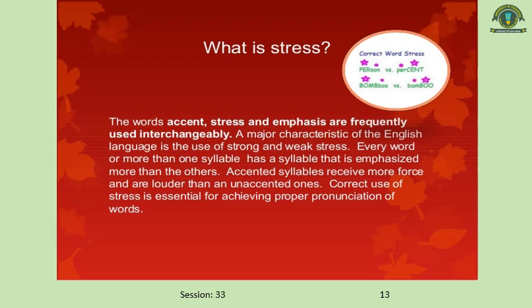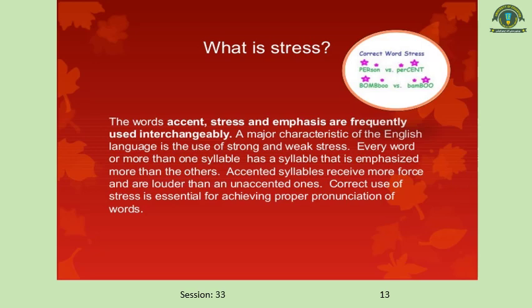Every word of more than one syllable has a syllable that is emphasized more than the others. This is what I told you, right? One syllable is always dominant and prominent. That is stressed. So this is what is known as accented syllables. Accented syllables receive more force and are louder than unaccented ones. Now you can have the example which is in the oval shape.